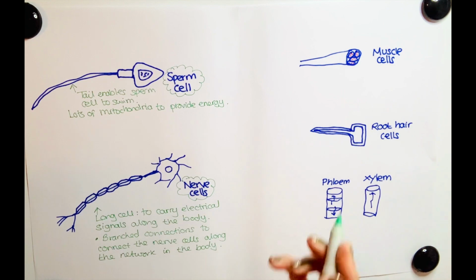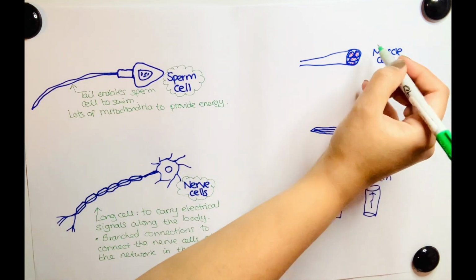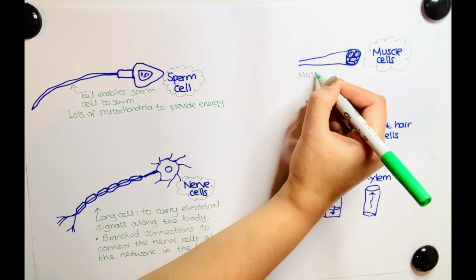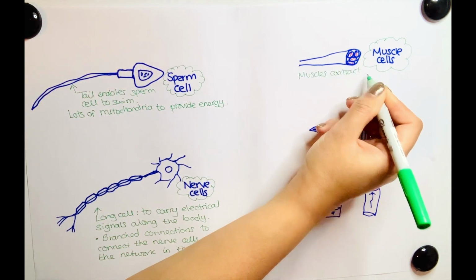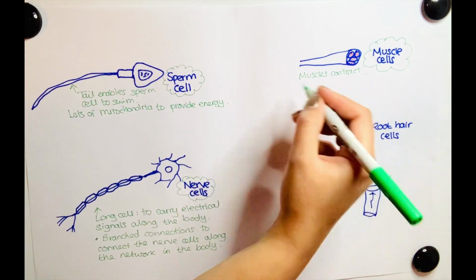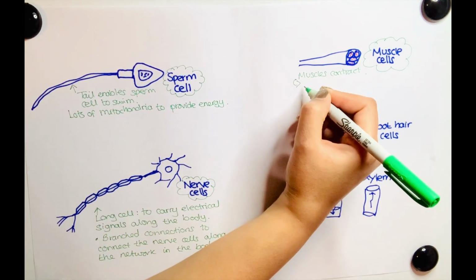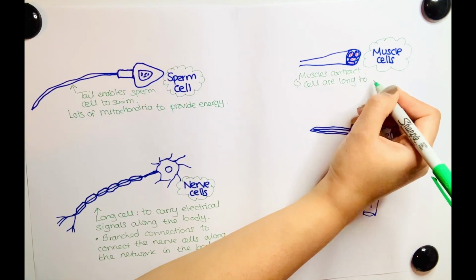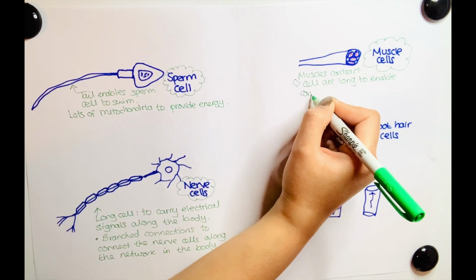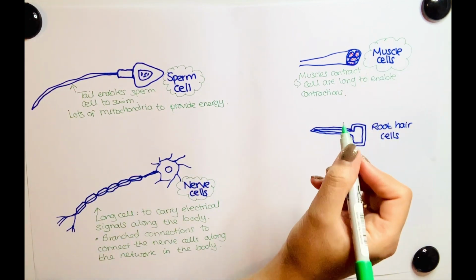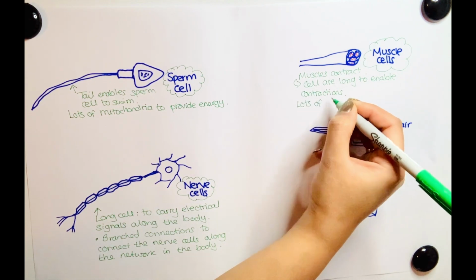Okay, now the next cell that we're going to look at is muscle cells. Muscle cells are specialized for contractions. Okay, so muscles contracting is how they work. So let's just put that here. Now, the muscle cells are quite long, so they have space to contract. So along with this, we have to say that the cells are long to enable contractions. Okay, and if we look again, the muscle cells have lots of mitochondria to provide lots of energy.